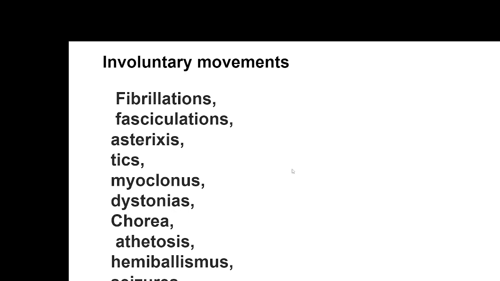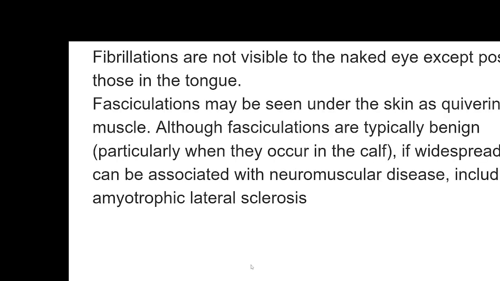Involuntary movements could be fibrillations, fasciculations, asterixis, tics, myoclonus, dystonias, chorea, athetosis, hemiballismus and seizures. What do you mean by this? Fibrillations are not visible to the naked eye except in the tongue. In other areas you may not be able to see them, but the patient may feel some vibratory feeling in some areas. That's what you call fibrillations in the skeletal muscles.